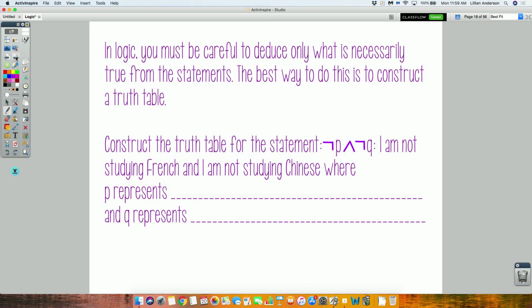So in logic, you must be careful to deduce only what is necessarily true from the statements. And like I said, the best way to do this is a truth table. That way it's clean cut and dry. We're going to construct the truth table for this statement right here, which basically stands for I am not studying French and I am not studying Chinese. We are going to fill in what P represents and what Q represents, and then we're going to construct the truth table for this compound statement right here.